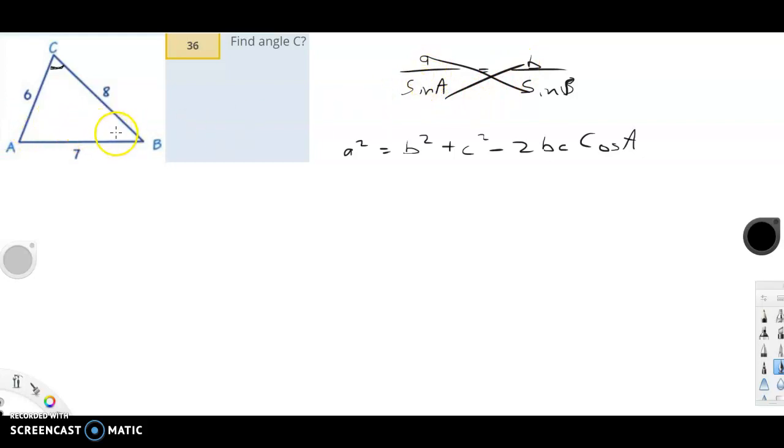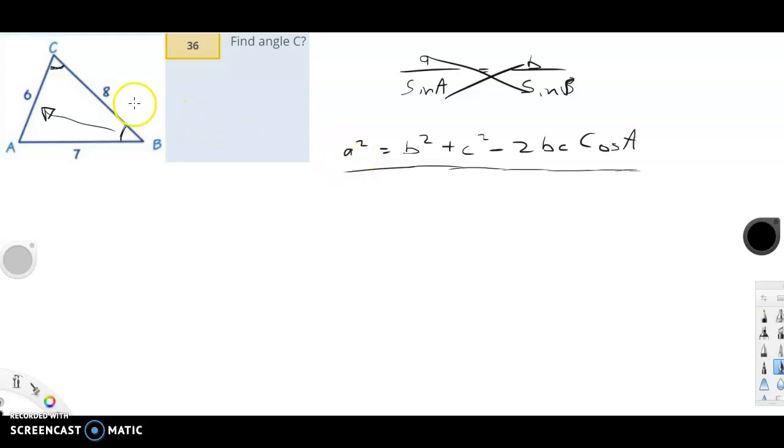We don't know any of the angles, so we don't have an angle. See, if we had this angle and that side there, we'd be in business, but we can't use that one. So we must use the cosine rule. So what are we going to do? Well, a, b and c are sides, and A is an angle opposite this side a here.